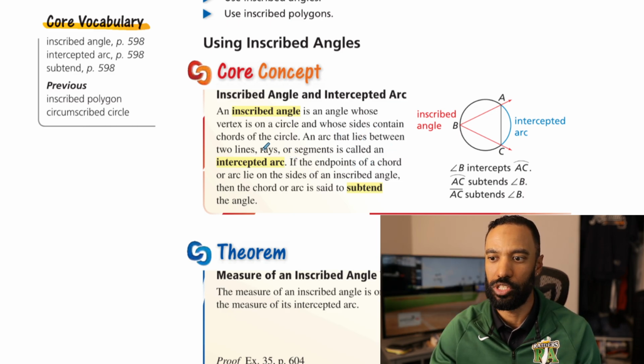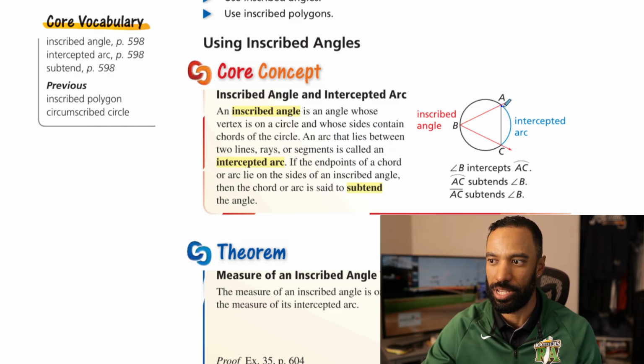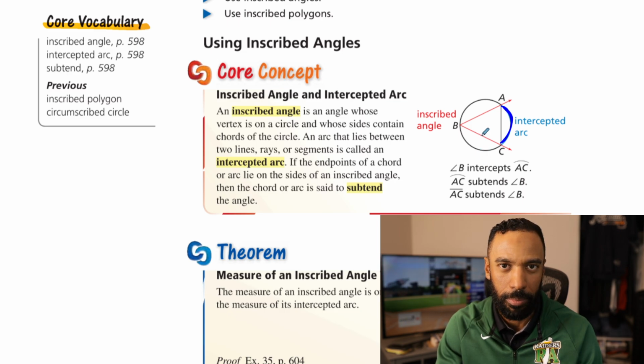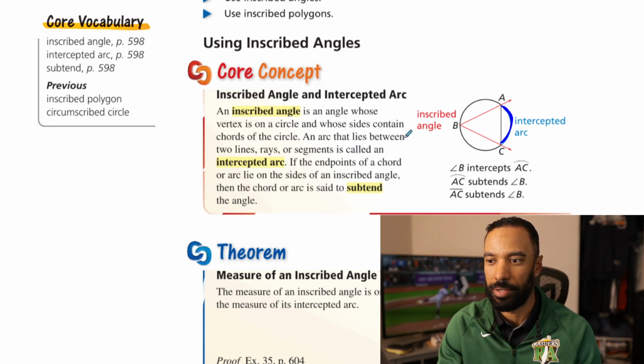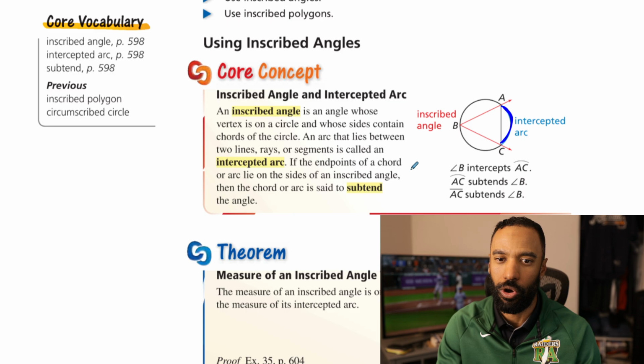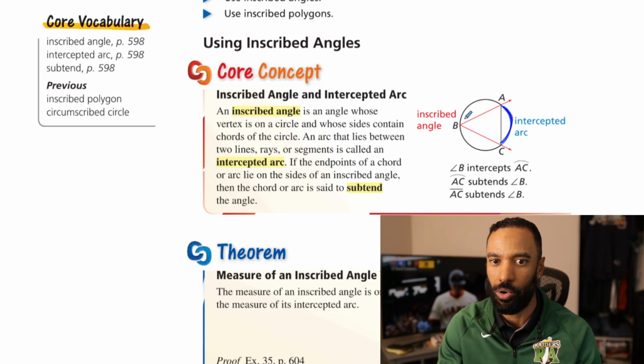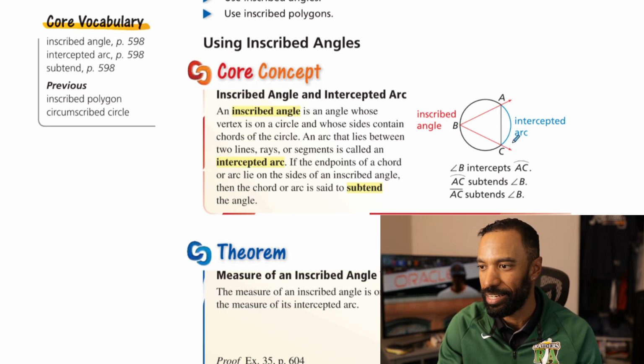An arc that lies between two rays, lines, or segments is called an intercepted arc. So this is their first time really referring to it. I've mentioned it before, but I'd call it the arc that's captured by the angle, and that's what this one has right here. If the end points of a chord or arc lie on the sides of an inscribed angle, then the chord or arc is said to subtend the angle.